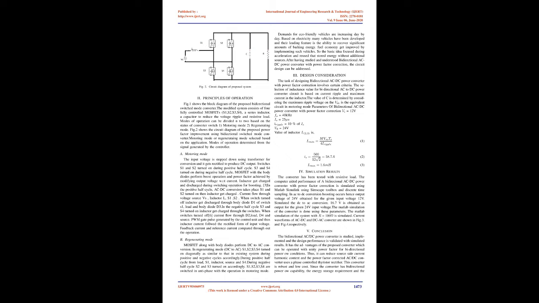Modes of operation can be divided into two based on the status of converter switch: 1. Motoring mode, 2. Regenerating mode. Fig. 2 shows the circuit diagram of the proposed power factor improvement using a bidirectional switched mode converter. Motoring mode or regenerating mode is selected based on the demand.